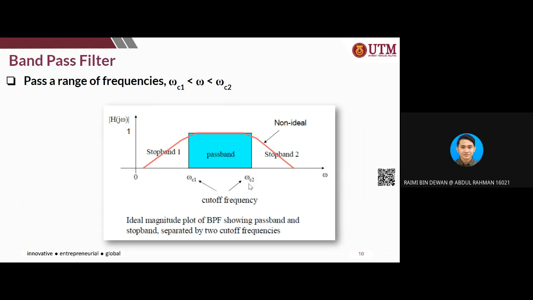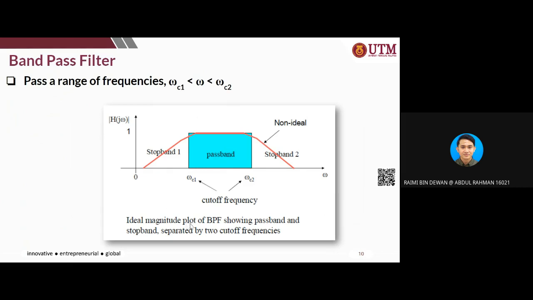And at omega c2, any frequency range above this omega c2 will be attenuated, not allowed to pass through as well. So both of these are the reduction by 1 over square root of 2. And in between omega c1 and omega c2, there is a range of frequency that is allowed to pass through. The frequency range that is allowed to pass through, we call it a passband.